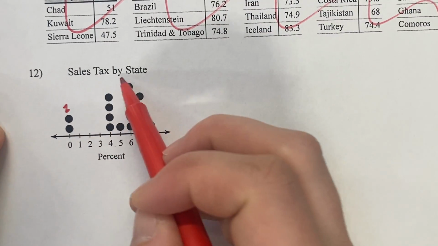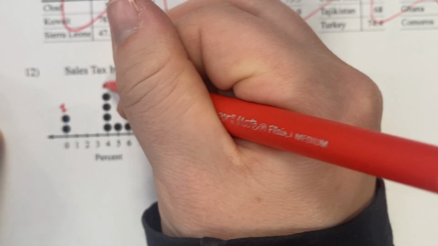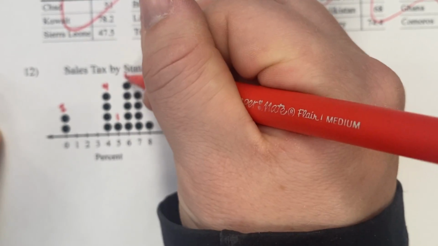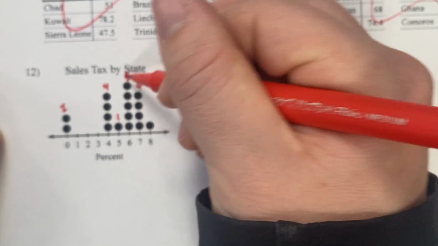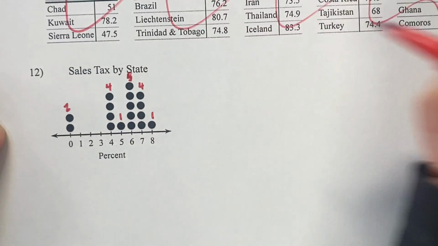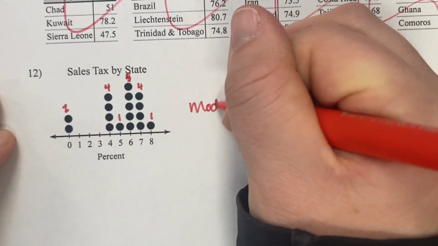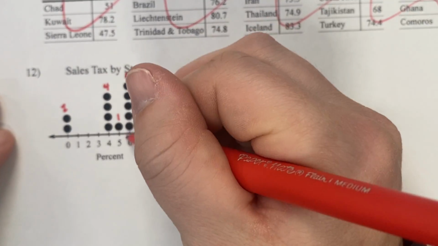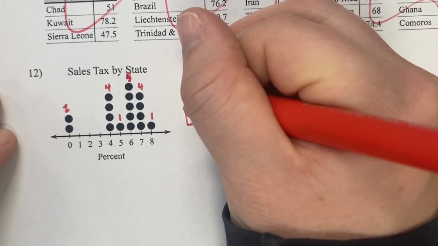This is sales tax by state. 4 has 4. 5 has 1. 6 has 5. 7 has 4. That's a 5. And 8 has 1. Okay, so what is my mode? What is the one that occurred the most? It was 6, because it had 5 occurrences, which were the most.